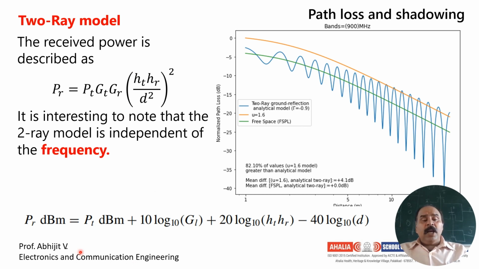The power PR in dBm will be equal to the power transmitted PT in dBm plus 10 log to the base 10 of the gains of the antennas, plus 20 log to the base 10 of HT into HR, minus 40 log to the base 10 of D, the distance between the transmitter and the receiver. You might be asked problems on finding the power received at different points using different equations, whatever we have studied today.